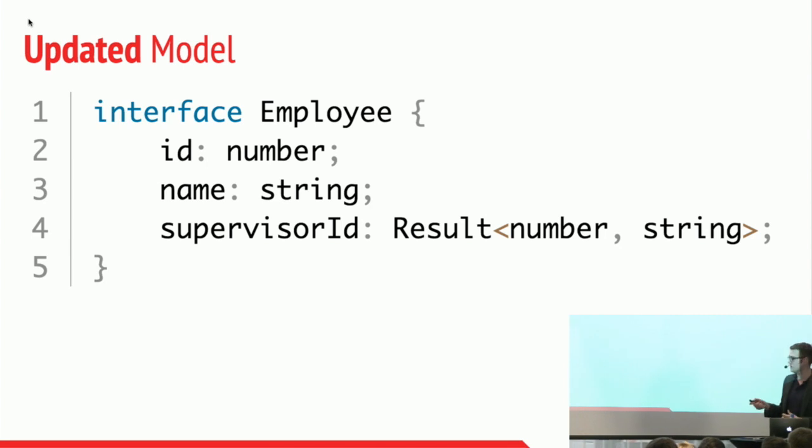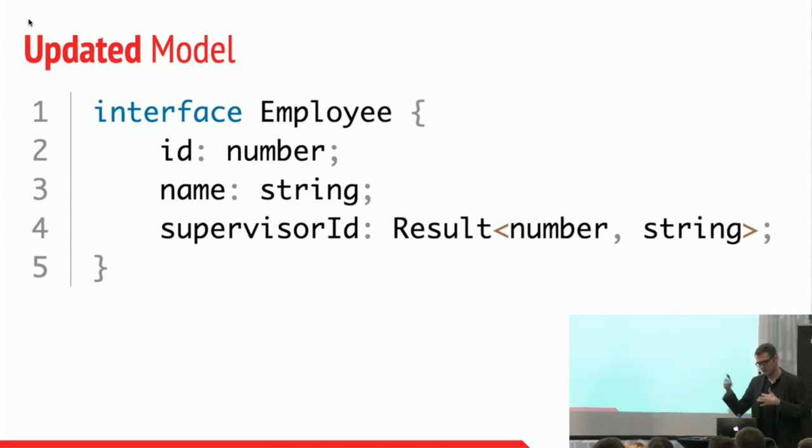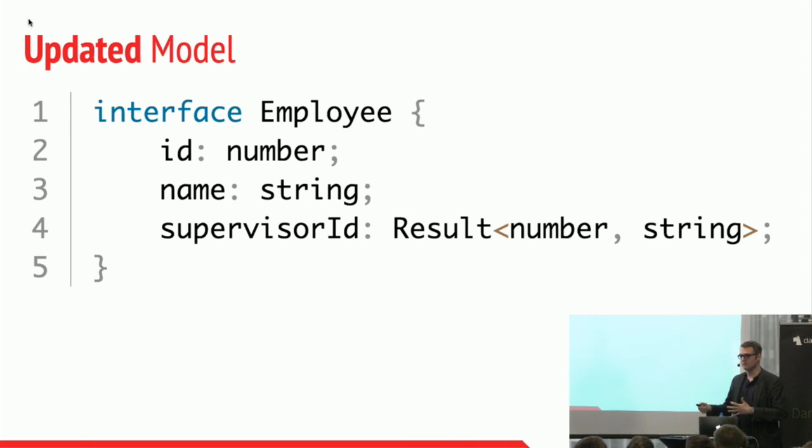Now employee.supervisorID returns a result. Result is a new type, which I will not show here. But let's say it represents a result of some operation. And the result can be successful, in which case it will hold a number, or it can be a failure, in which case it will hold a string with the error message.